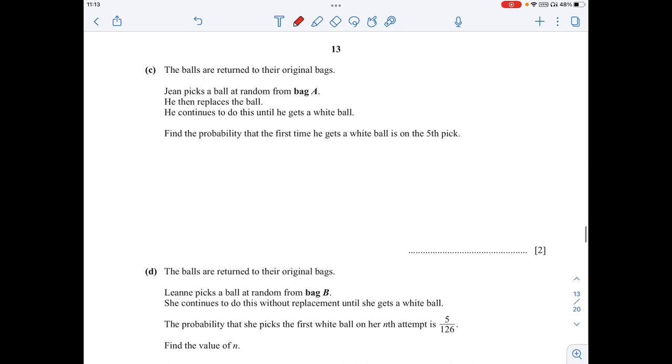J picks a ball at random from bag A. He then replaces the ball. He continues to do this until he gets a white ball. Find the probability that the first time he gets a white ball is on his fifth pick.